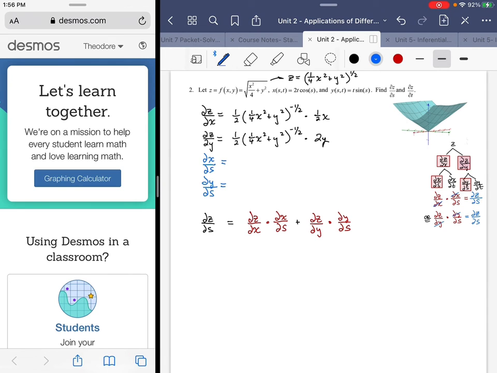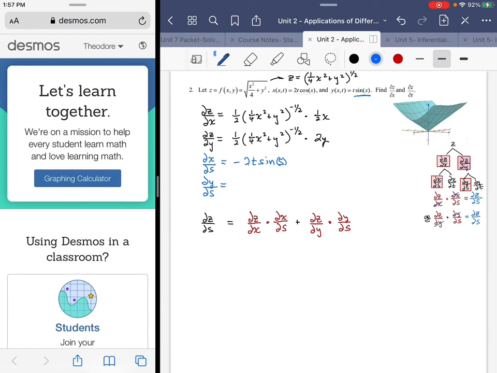Okay, so x in terms of s, that's actually not too bad because 2t is treated as constant, or a constant multiple. So I just need the derivative of cosine s, which would be negative sine of s. All right, so negative 2t sine of s.